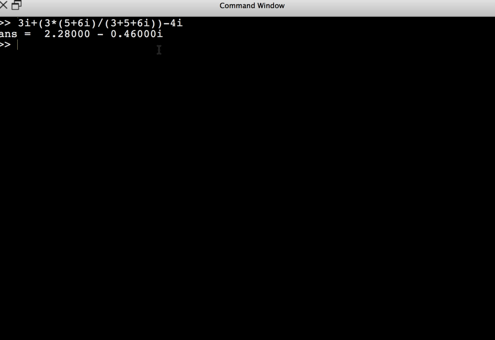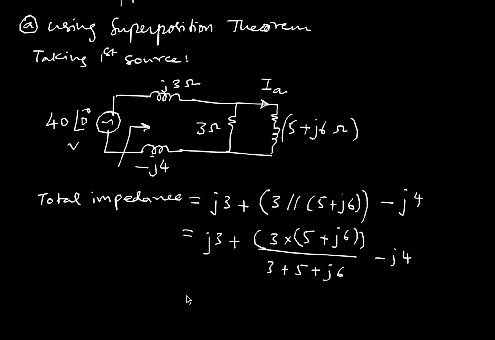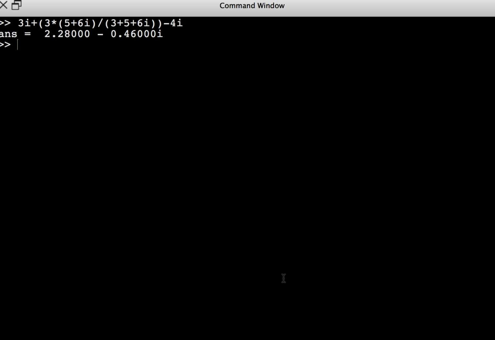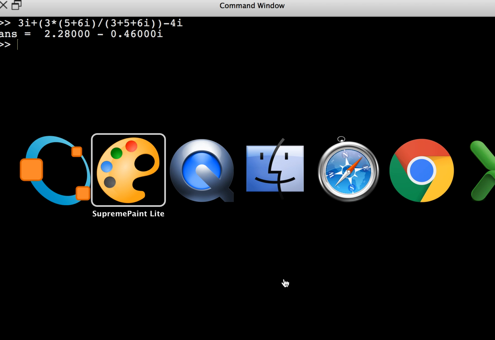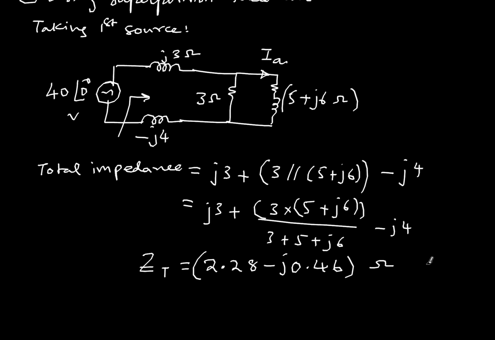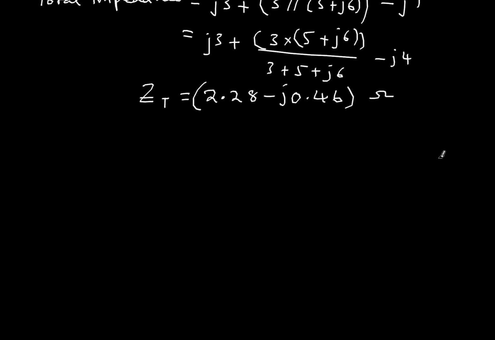So I am getting the total impedance 2.28 minus j0.46. So let me write it down. After solving it, I had 2.28 minus j0.46. So this is my total impedance, ZT.